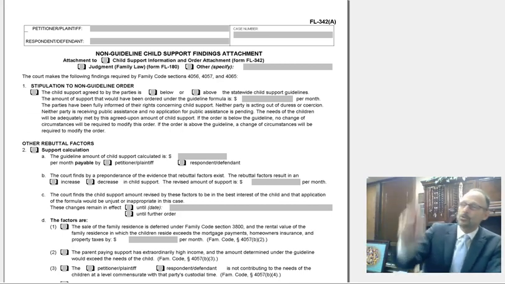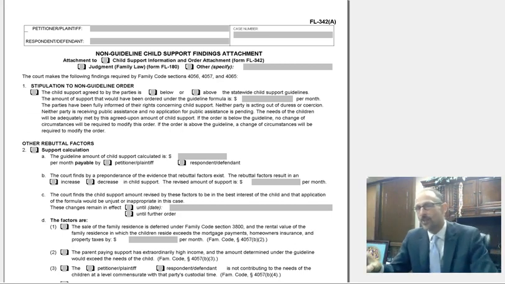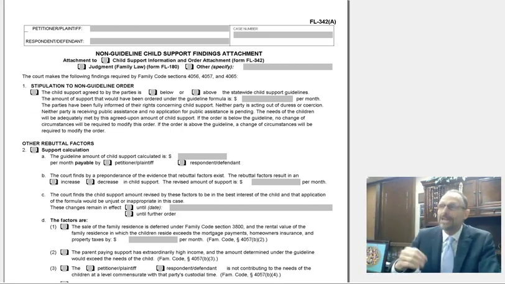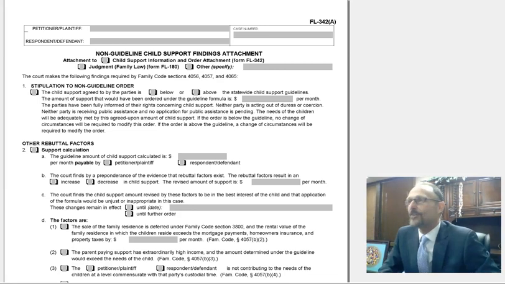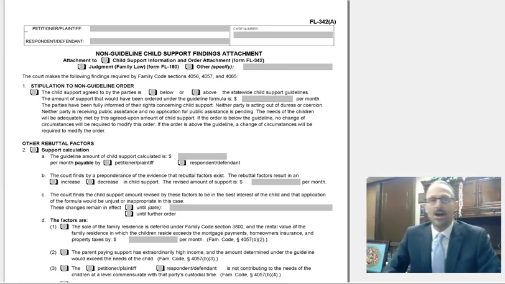If you and your spouse or the mother or the father of your child are agreeing to a number that's different from guideline amount, you need this form. All right, folks, let's move on to the form.